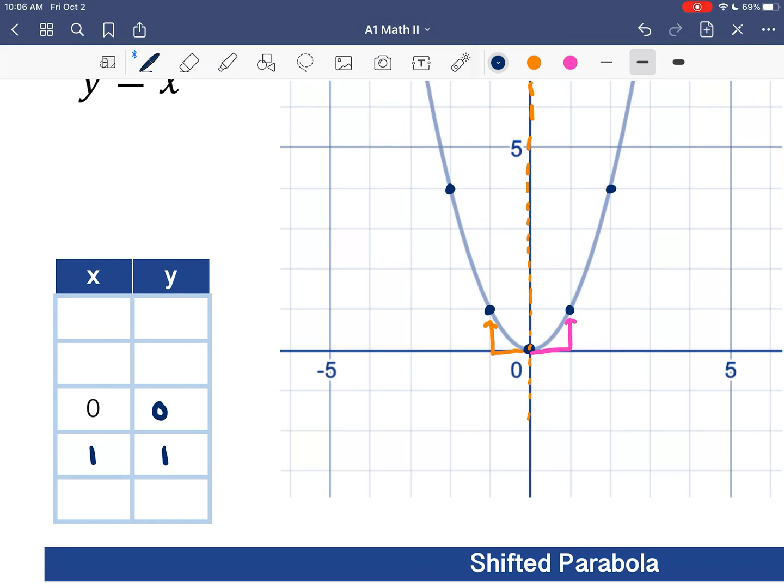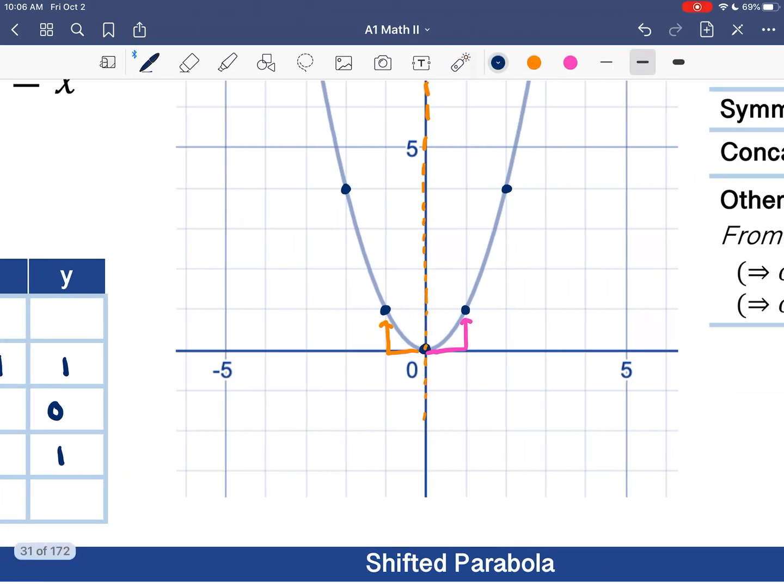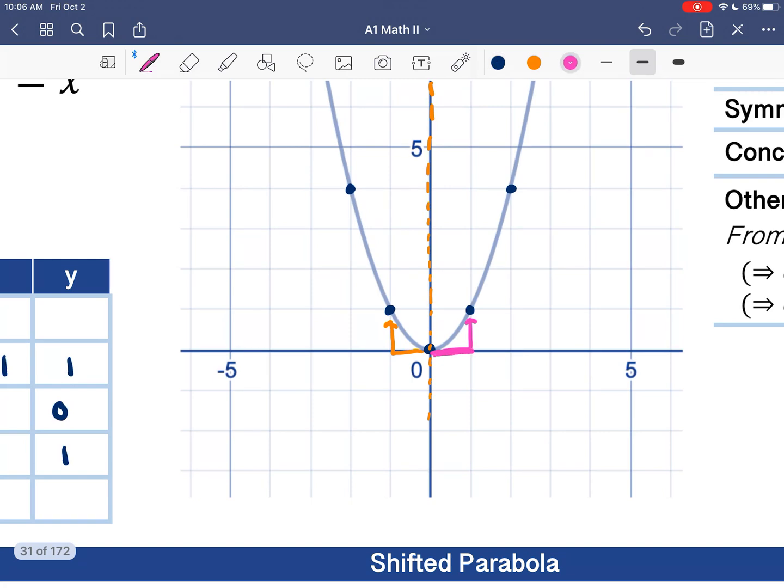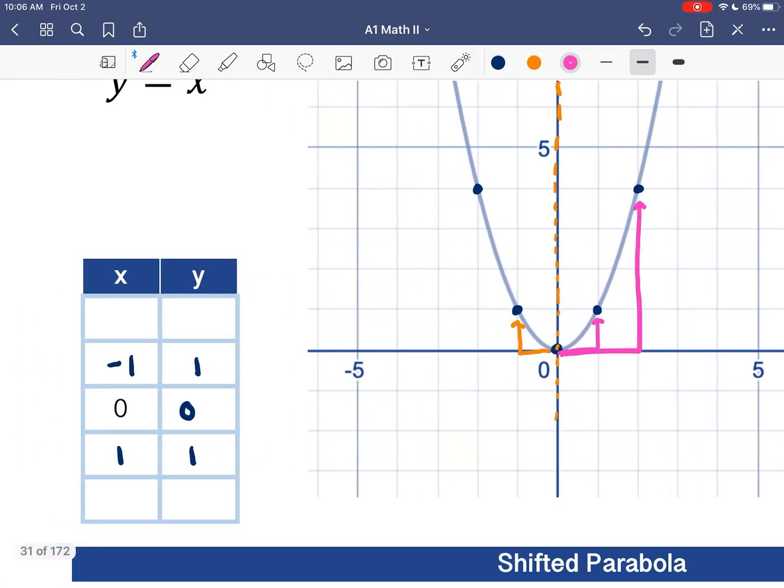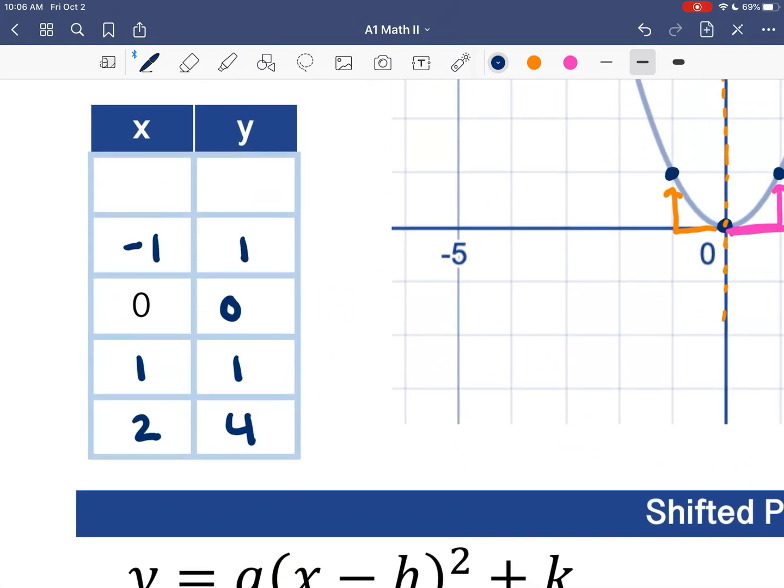So the first 2 points are over 1, up 1. And then this one is -1, up 1 because we're going back 1. But again, it's symmetrical. So if you can remember just this half of this table, you can remember the other half. For the second point, we go over 2, up 4. And that will look like 2, 4.